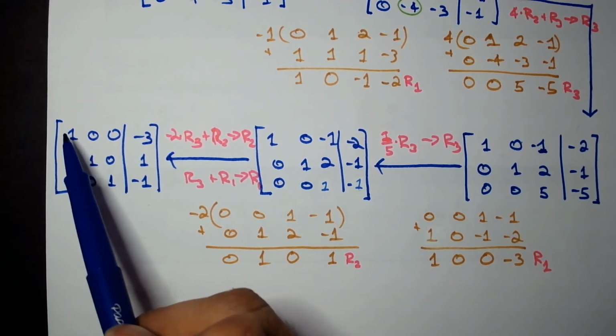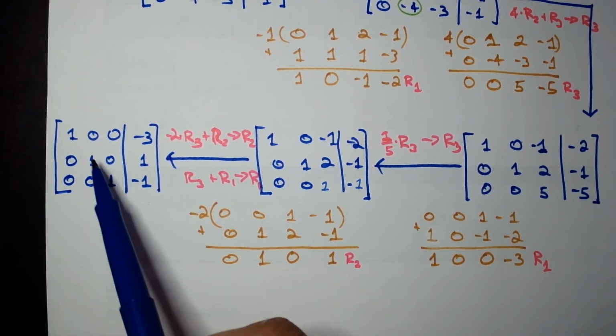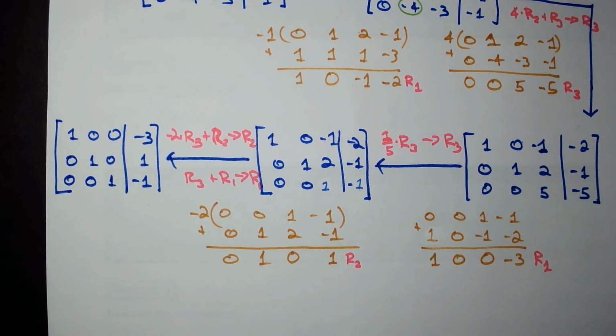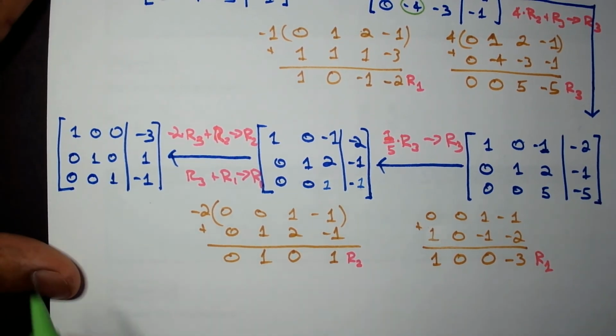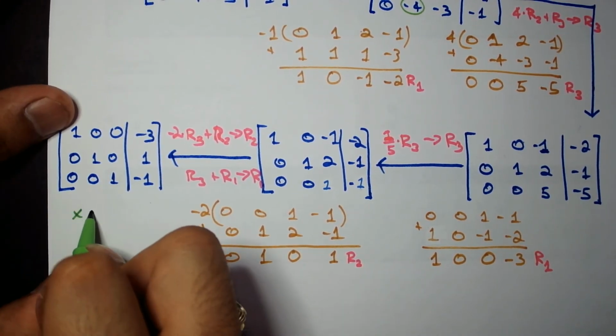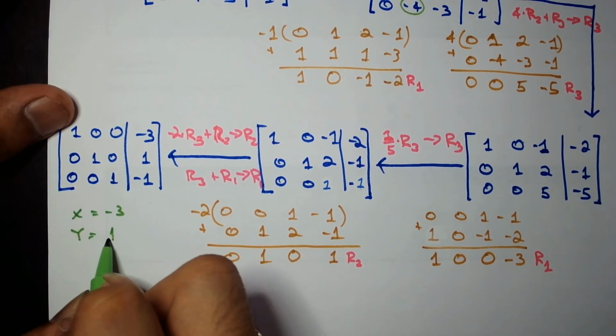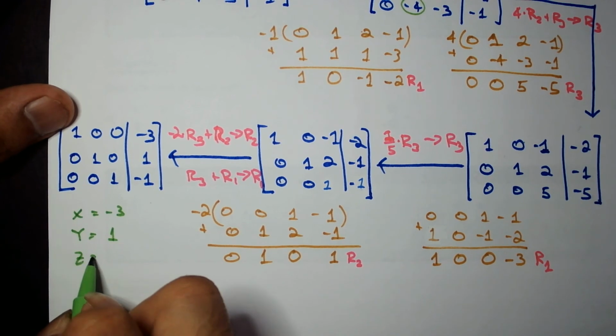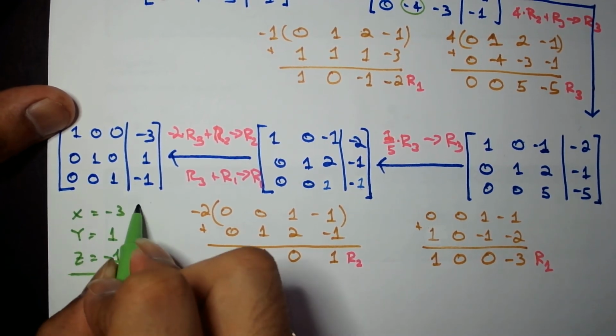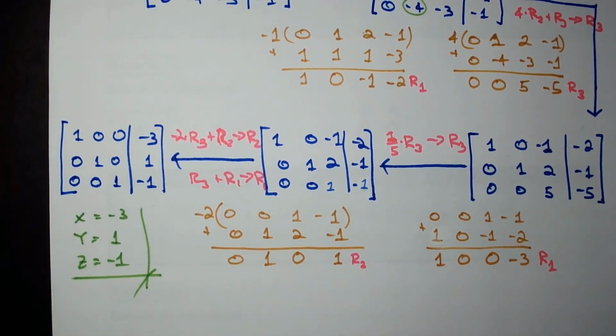And that's our ultimate goal: main diagonal of 1s, zeros everywhere else. And that means, well, x equals -3, y equals 1, and z equals -1, as you can compare with the exercise that we did using the graphing calculator.